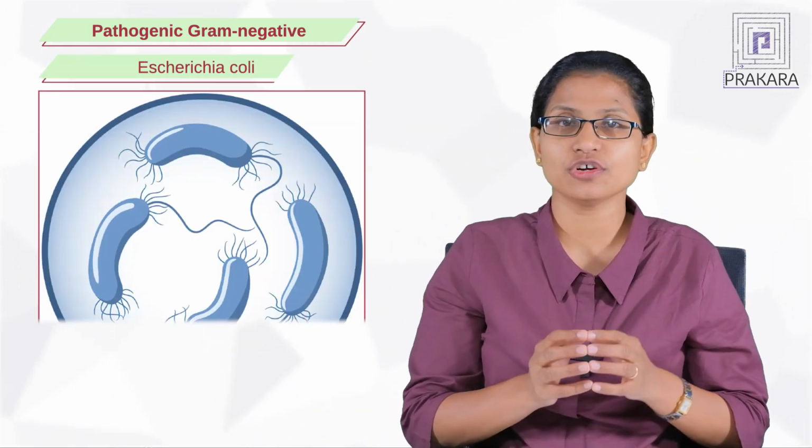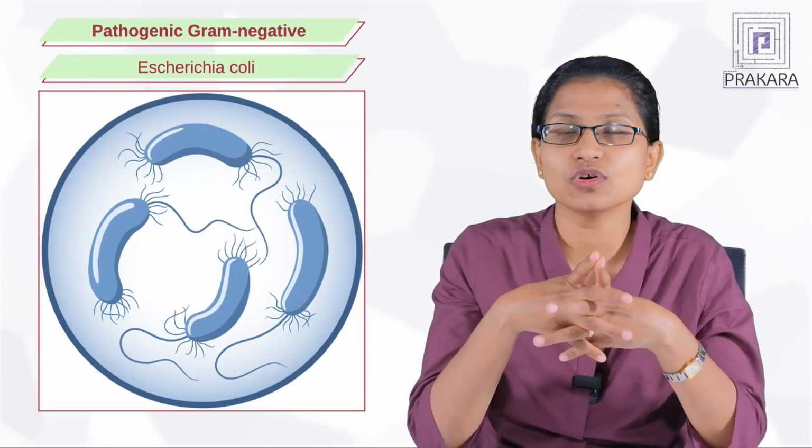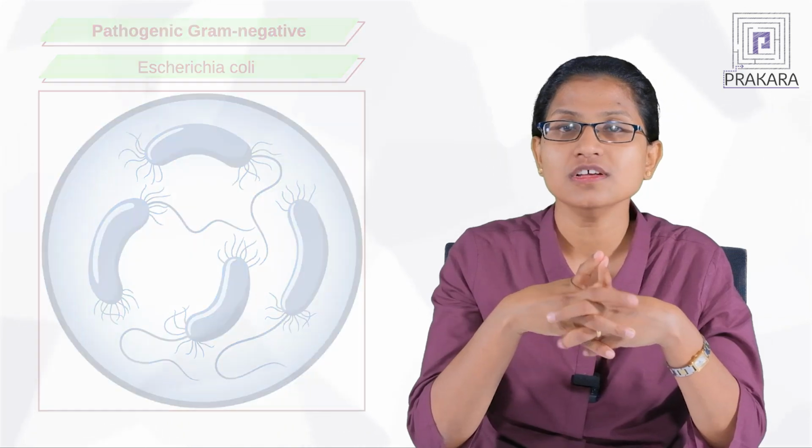The next category of pathogenic bacteria is gram-negative rod-shaped bacteria. The first bacteria which falls under this category is Escherichia coli. We all know that Escherichia coli is found in water, soil, and also as a symbiotic bacteria in human beings. These bacteria are known to cause different opportunistic and serious infections in human beings.